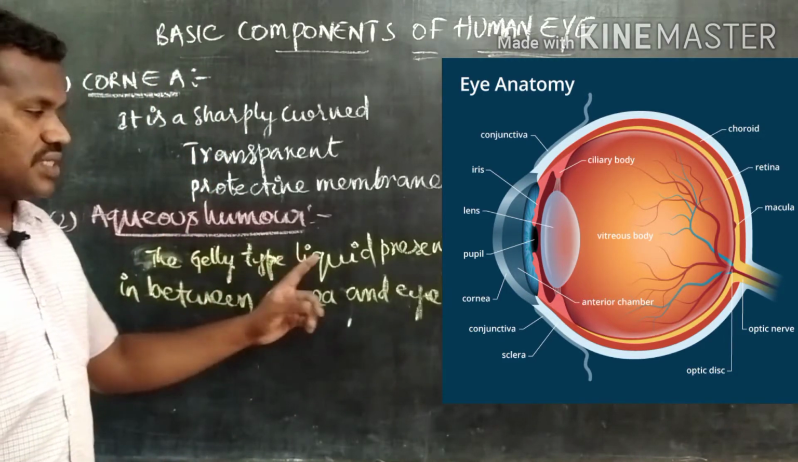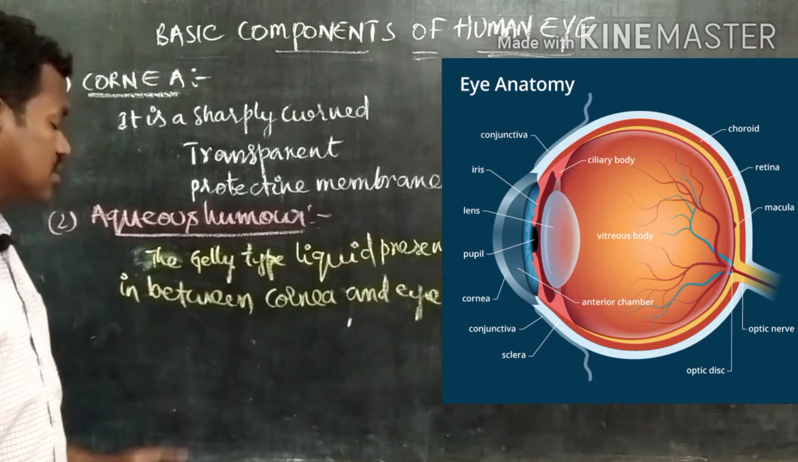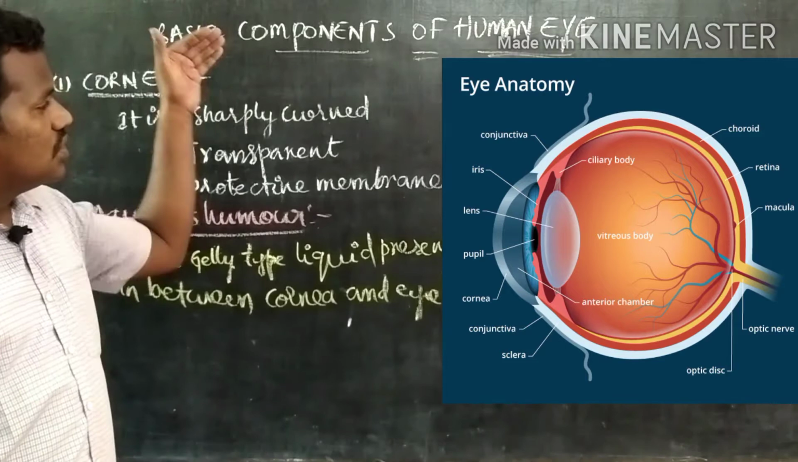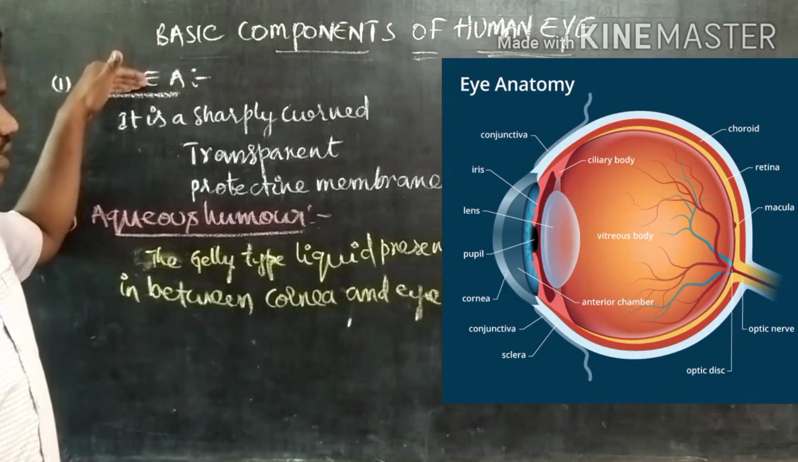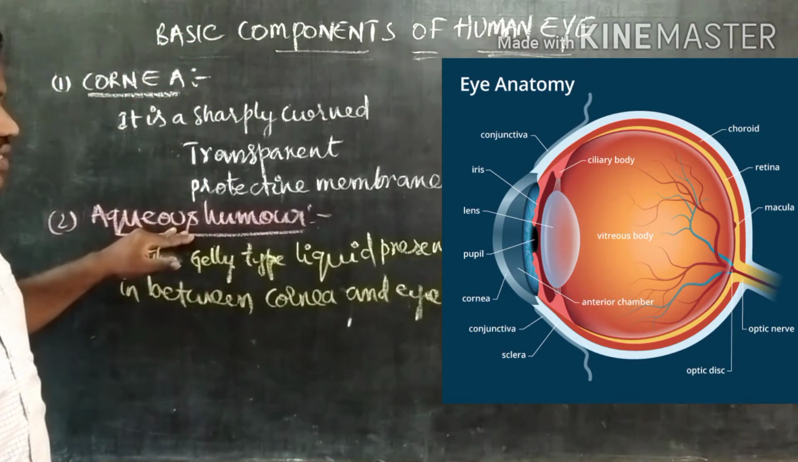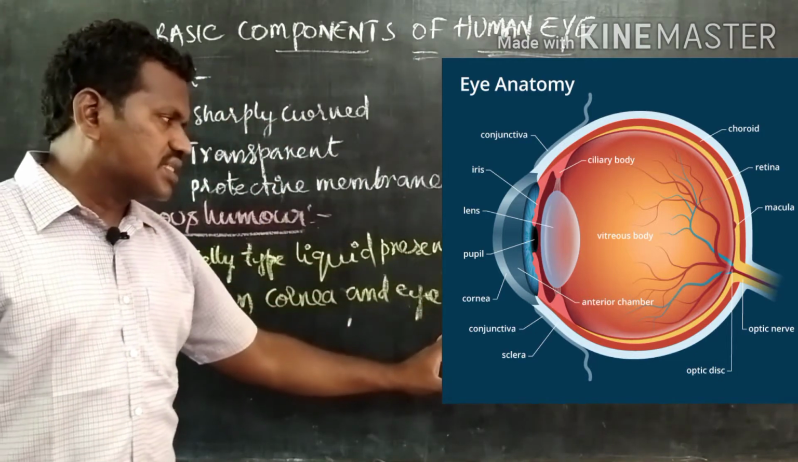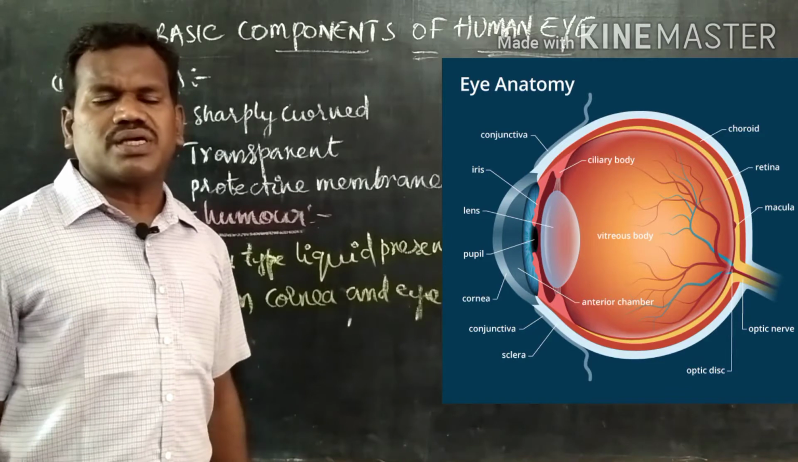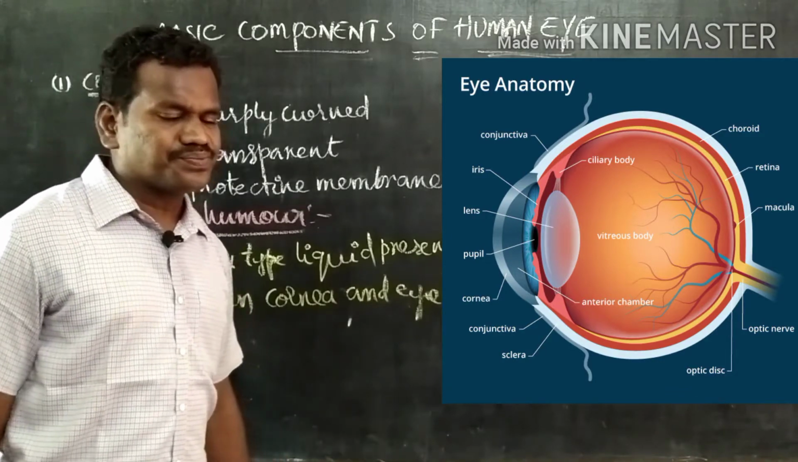A jelly type liquid. Where is it present? Between the cornea and the iris. First of all the cornea, the second part is the aqueous humor, and the next part is the iris. Let us discuss the next topic, that is nothing but the iris.